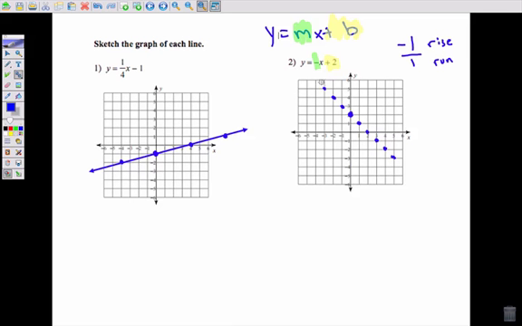Then again, last step, just draw a nice straight line through those points. Okay, that's a y equals mx plus b line.